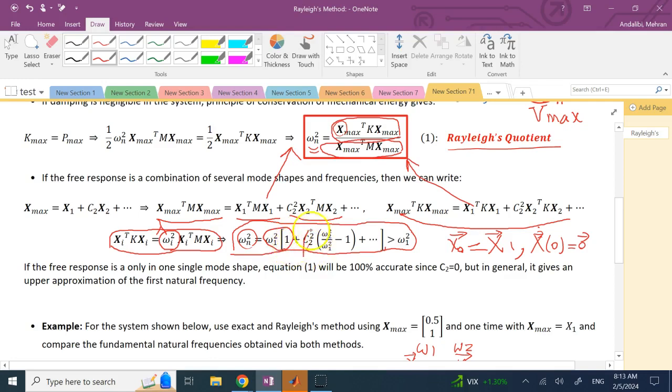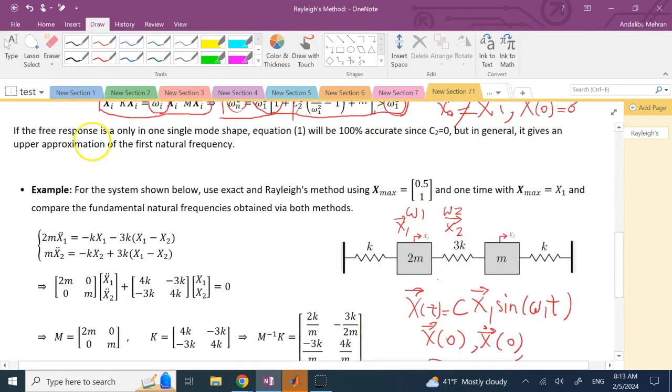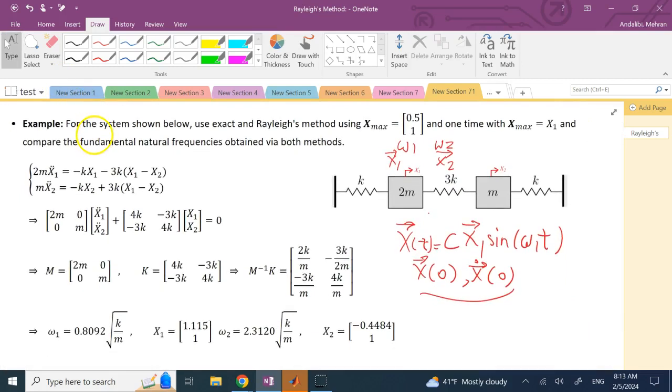But if this condition is not satisfied, and x is not equal to any of the mode shapes, then guess what? The estimate that you will get will always be bigger than omega 1. It doesn't matter what you use to calculate the Rayleigh quotient, what kind of x you use in it, you always get a bigger estimate than omega 1. Okay? So let me clarify that with an example.